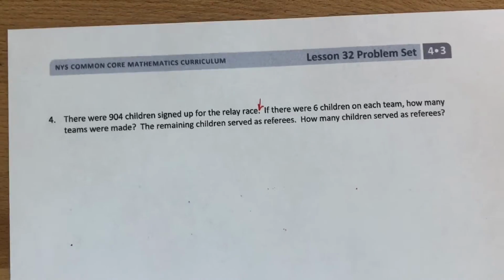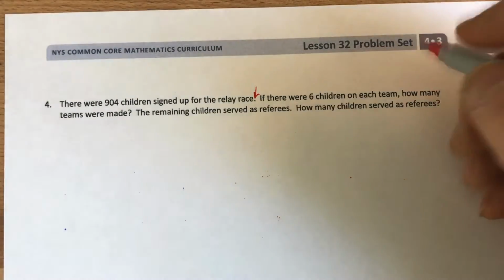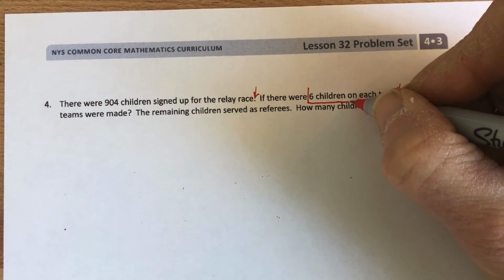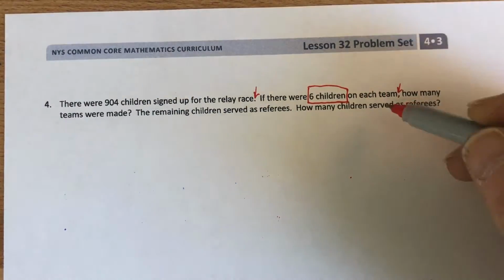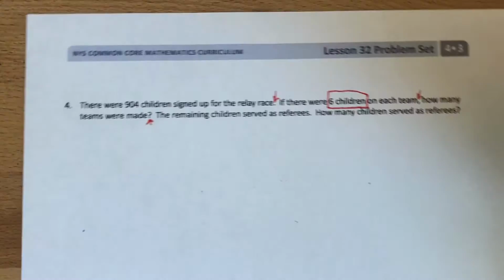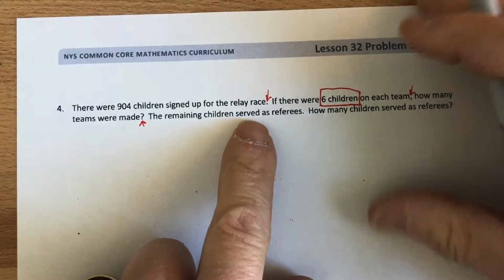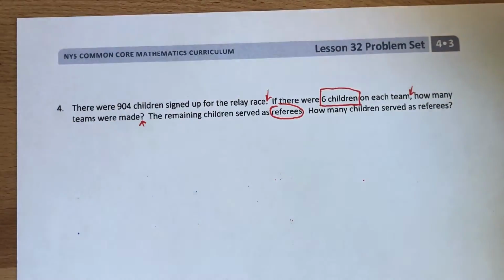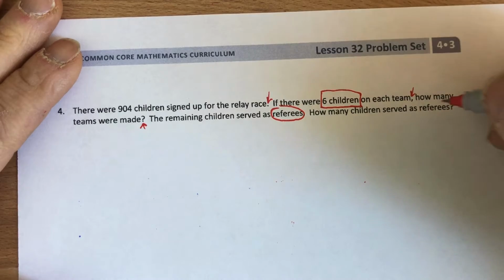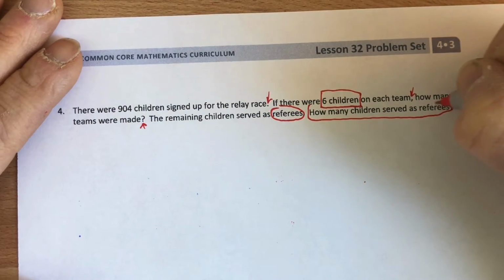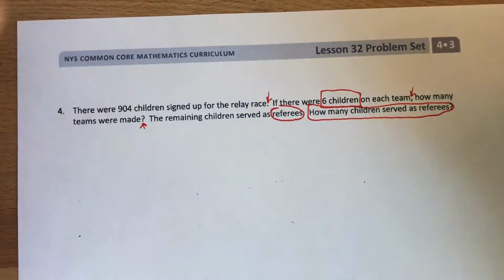Okay. There were 904 children signed up for the relay race. Period. Stop. There's all those kids. So that's going to be the size of my rectangle. 904 children signed up for the relay race. That's a lot of kids. Okay. If there were 6 children on each team, oh, I know the size of the group. So I'm going to be looking for number of groups. So it's each team. How many teams were made? Yep. There's my question. The remaining children served as referees. There's my remainder. So I know I'm going to have a remainder. How many children served as referees? So I only have to answer with my remainder.